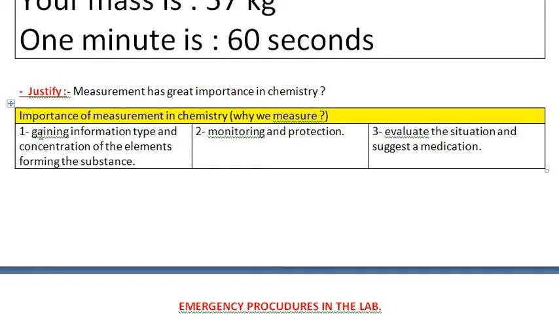So measurement is gaining information about the type and concentration of the elements forming a substance. If you want the concentration of the elements forming the substance, you must measure. If you want to monitor and protect yourself, you must measure. For example, if you want to know the concentration of glucose in your blood, you must measure it in the clinical lab to protect yourself, to evaluate the situation, and suggest a medication.